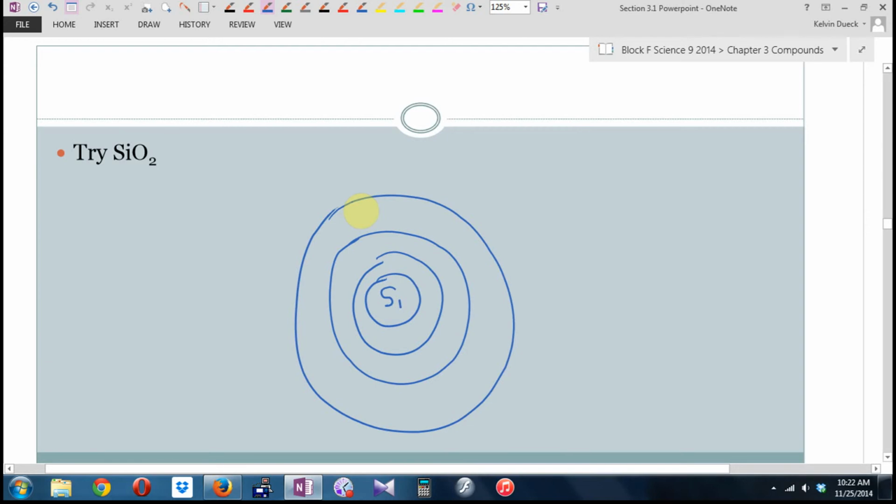Let's fill in the inner shells because they're boring. 2. Then how many? 1, 2, 3, 4, 5, 6, 7, 8. I'll come back to that outer shell in a second.